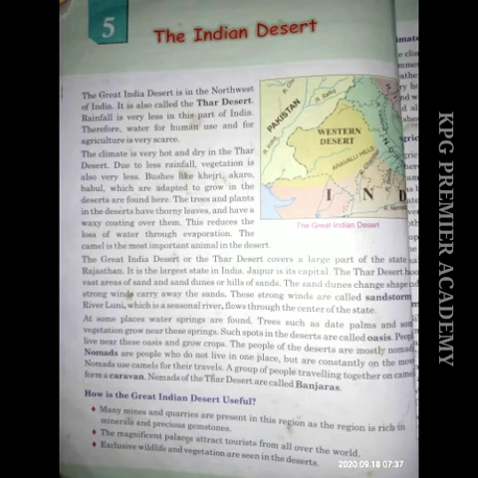The sand dunes change shape as strong winds carry away the sand. जब strong wind आते हैं तो वहाँ पे sand उड़ जाते हैं, है कि नहीं? तो sand उड़ के sand dunes का shape change होता रहता है. These strong winds are called sandstorm. So, what is a sandstorm? Sandstorm is a strong wind that blows in the desert.